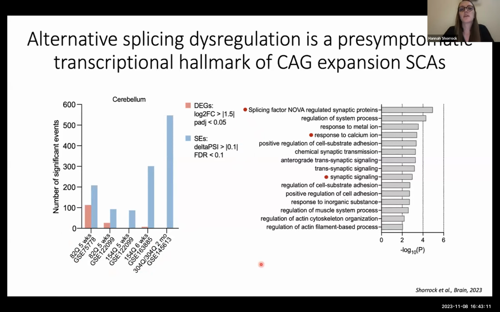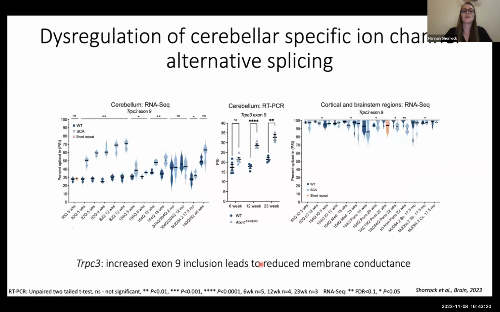So now that we knew that we were seeing alternative splicing dysregulation pre-symptomatically and in disease-relevant pathways, we were interested to track individual events across disease and to begin to understand what the individual event regulation looked like. So here I'm showing you an example of an ion channel, TRPC3. And what you can see here with the wild-type mice in dark blue and the short repeat mice in pale orange is that typically we see this exon 9 being included between 20 and 40% of the time in wild-type mice within the cerebellum. But when we look in cortical and brainstem regions, you can see that this exon is included almost 100% of the time across the board.